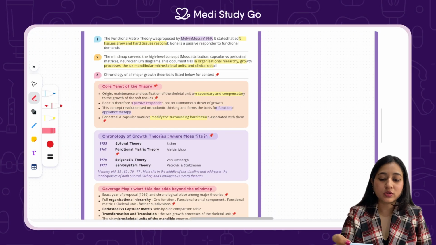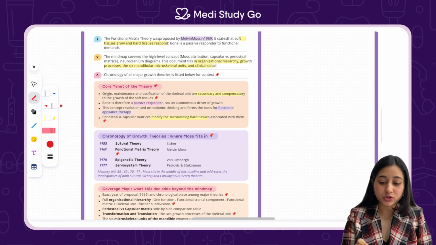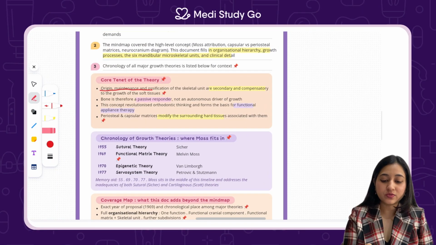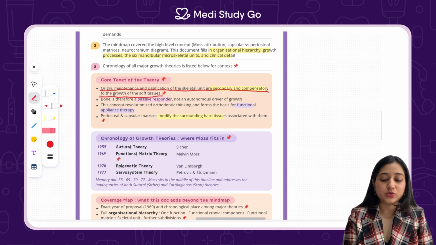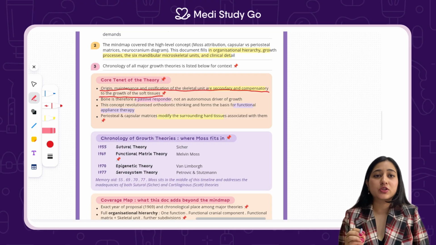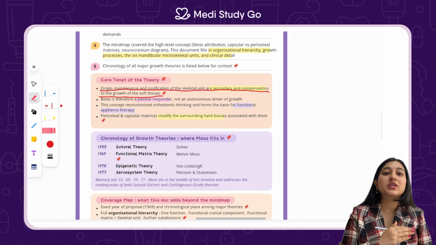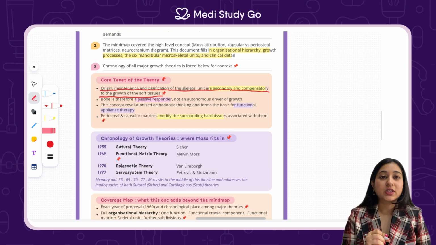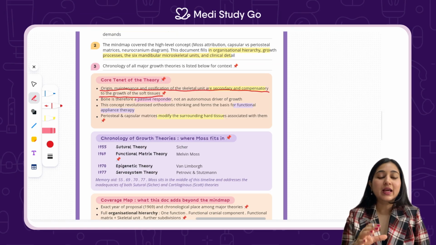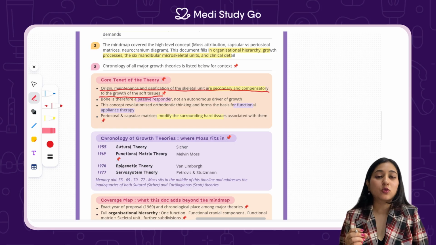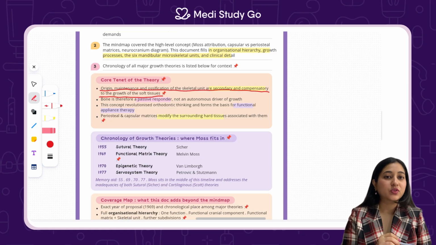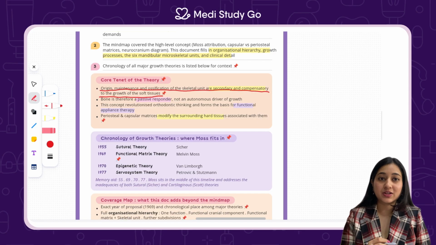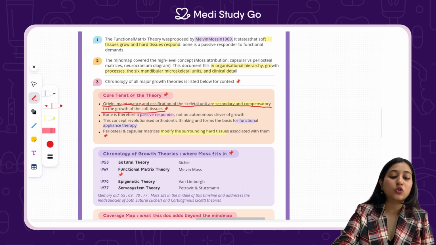statement means. The core concept of the functional matrix theory is that the origin, the maintenance, and the ossification of the skeletal units are secondary and compensatory to the growth of soft tissues. So with this, a simple explanation is that skeletal tissues often respond secondarily and in a compensatory manner to all of the growth changes occurring in soft tissues. Therefore, soft tissue growth is the primary action that's taking place, and only in response to this do the skeletal tissues' origin, maintenance, as well as ossification take place.